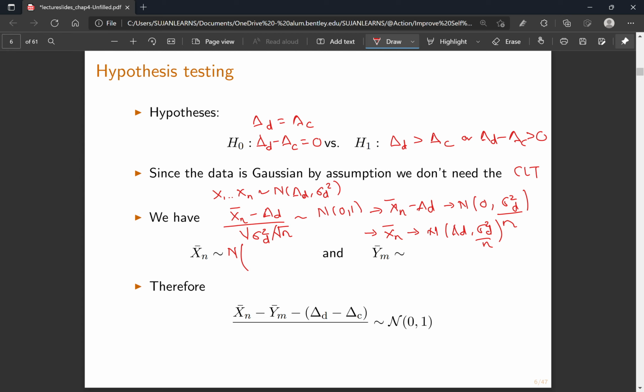Therefore, the sample average has a distribution of mean delta D and variance sigma squared D divided by n. Similarly, we can say that Ym, which is the sample average of Y, has the distribution with mean delta C, since it's a control, and variance sigma squared C divided by m. That's how we get our distribution of the sample average of X and the sample average of Y.